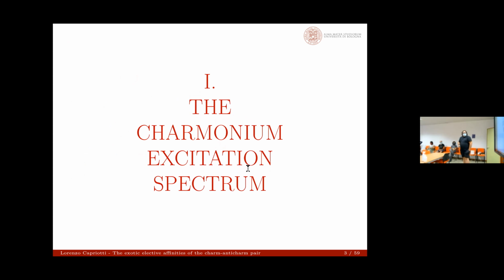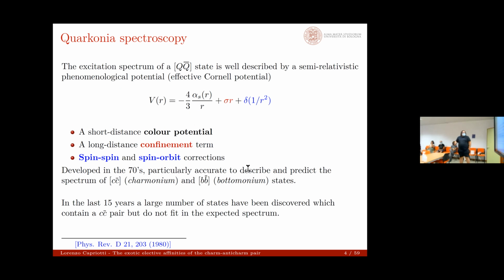Okay, so let's start with the charmonium and what exactly a charmonium is. We can describe the excitation spectrum of a Q-Qbar state, where Q in this case is a heavy quark, charm or bottom, with a semi-relativistic phenomenological potential, which is called the effective Cornell potential. It has three different terms: a short distance Coulomb potential, a long distance confinement term, and then corrections for spin-spin and spin-orbit interactions.